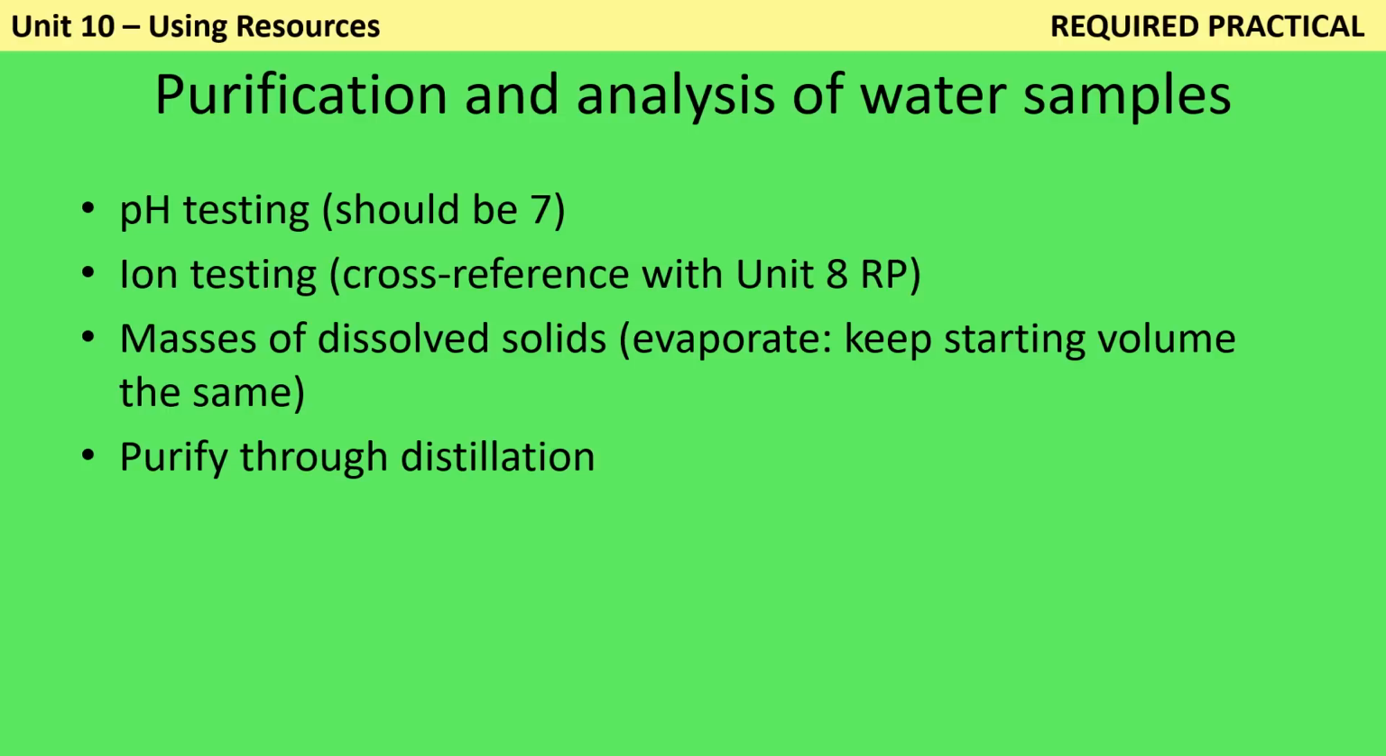So the idea is that you would test your, say, seawater, identify that it's not pure because it's got salt in it and its pH isn't 7, then do this distillation and collect a new pure sample, and when you test that new pure sample you should find that the pH is 7 and it doesn't have any dissolved solids and it doesn't have any other, say, chloride ions or sodium ions in it.